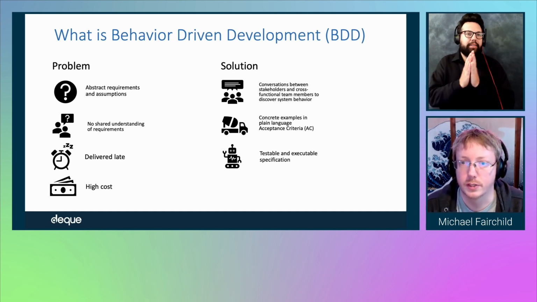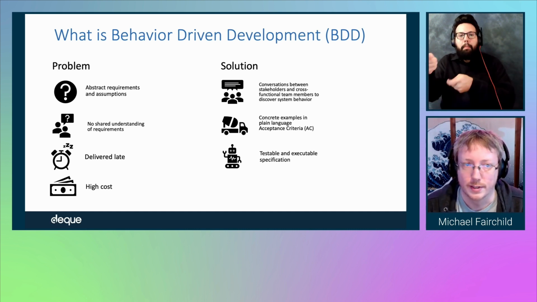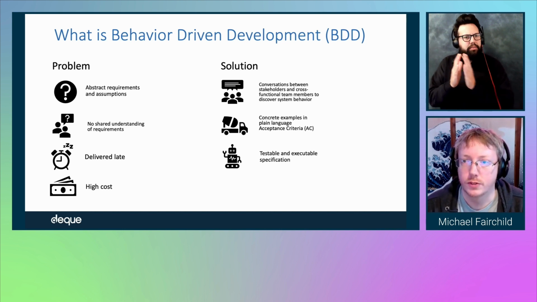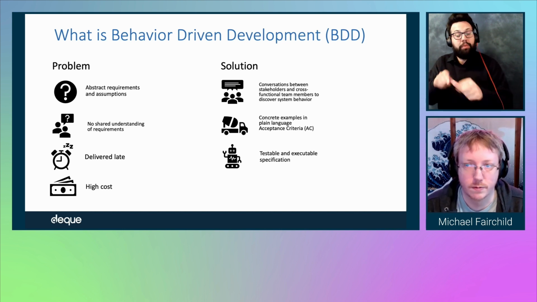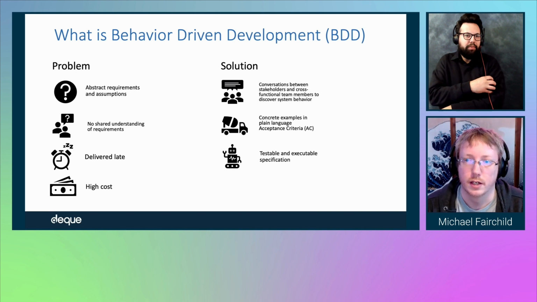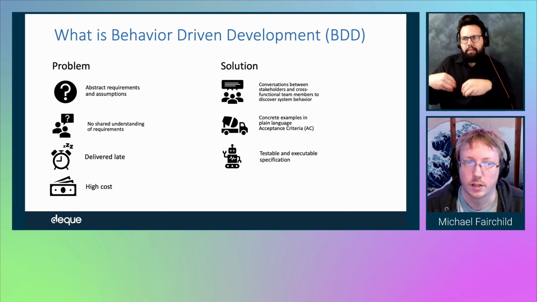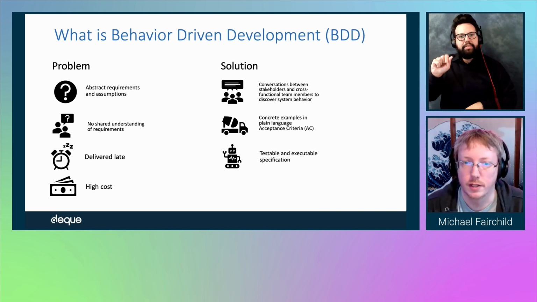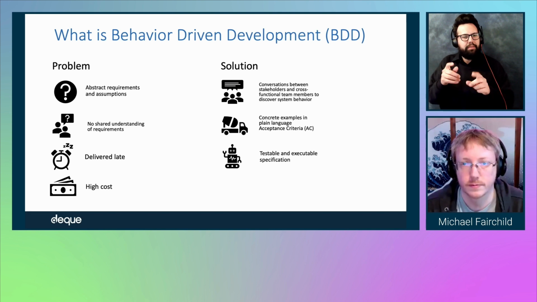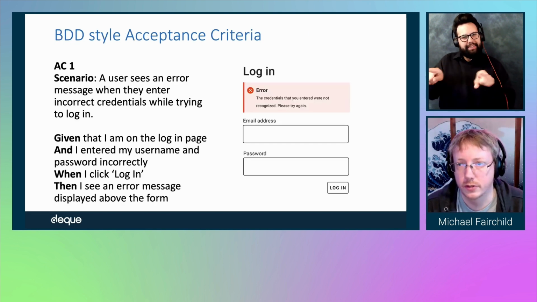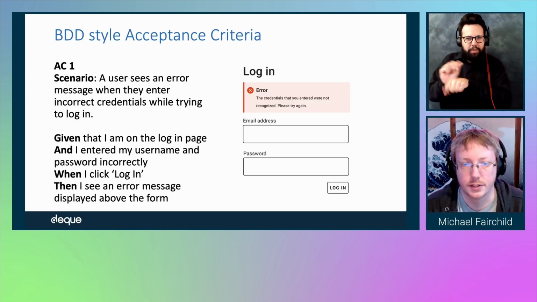So it's very powerful, and it gets everyone involved. It gets testers and developers involved. It gets stakeholders involved, and gets everyone working on the same page. So let's take a look at one of these acceptance criteria.